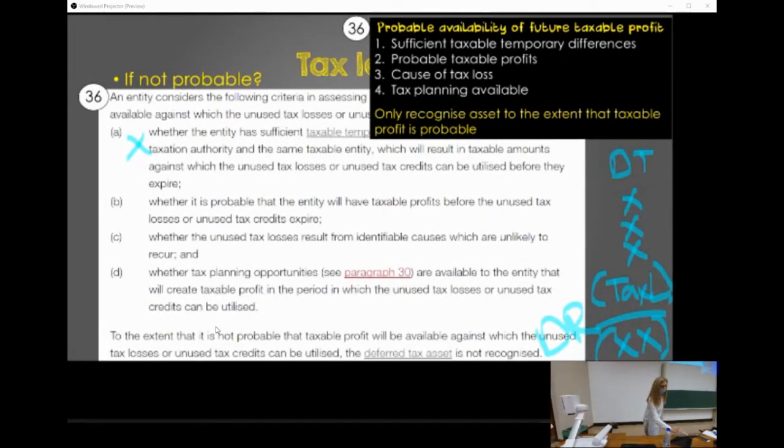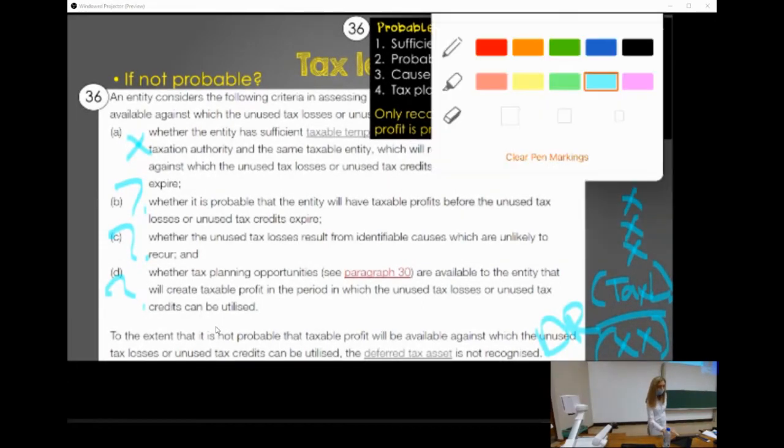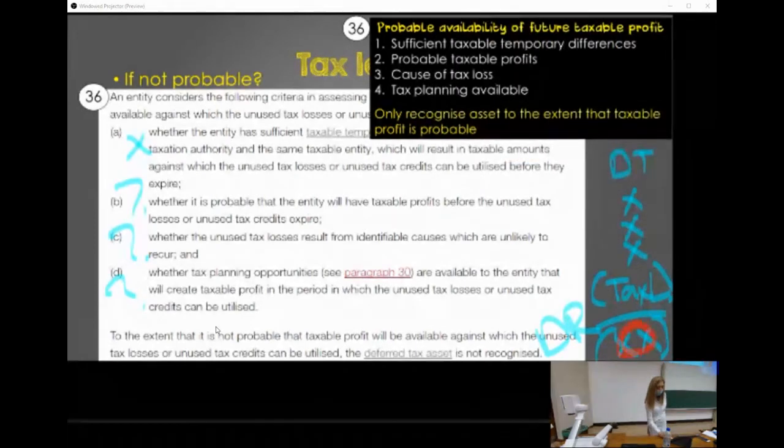We have to now decide whether these criteria apply. And if they don't, then it says, "Ooh, watch out! You can't make that promise. You can't put the asset on your SFP." So therefore, we're going to limit it to 0. Good.